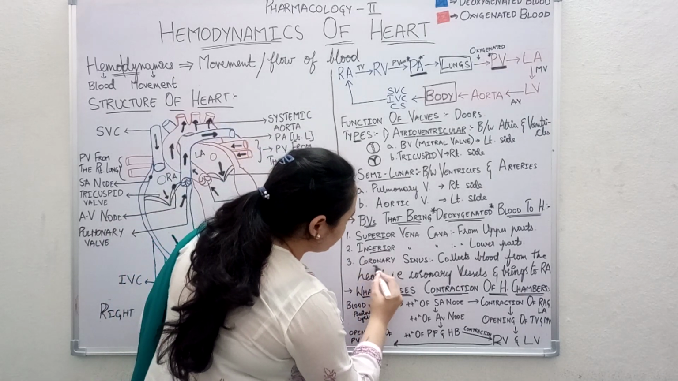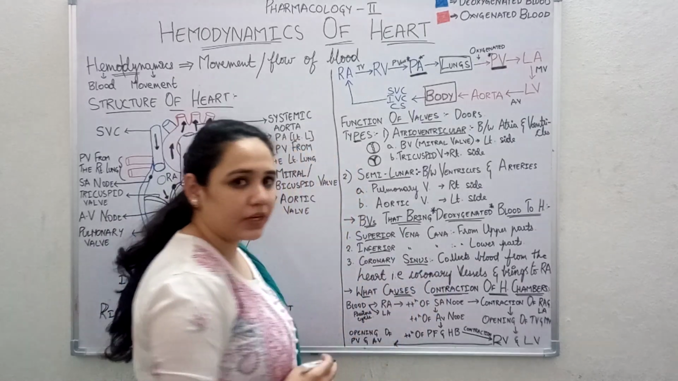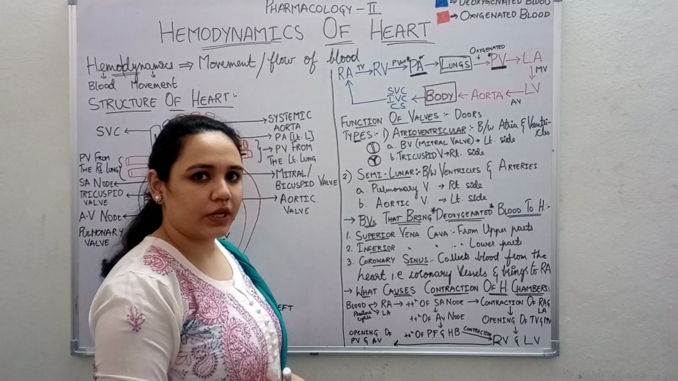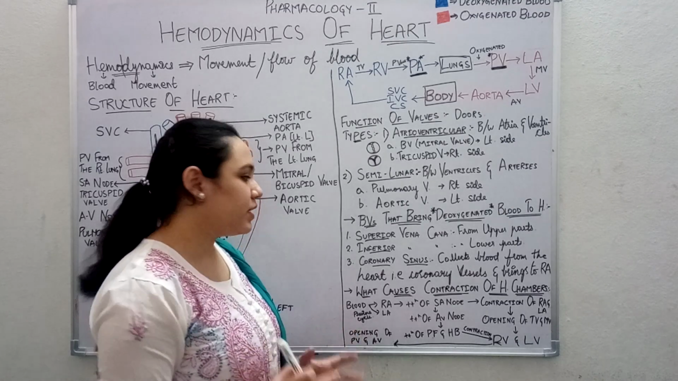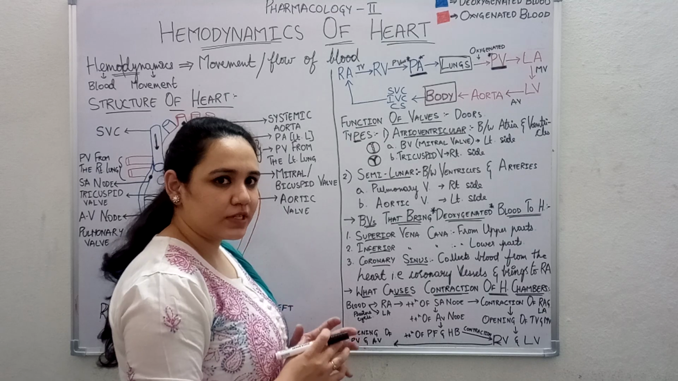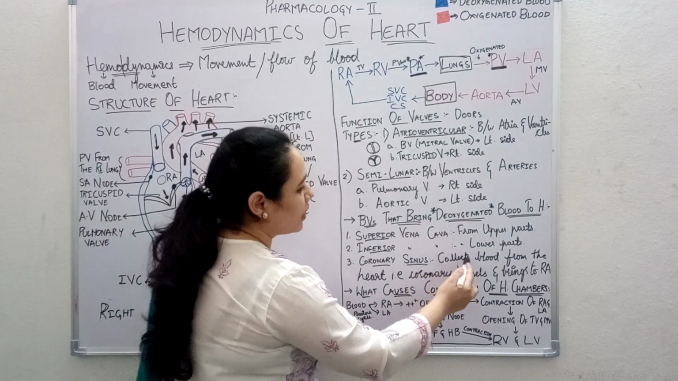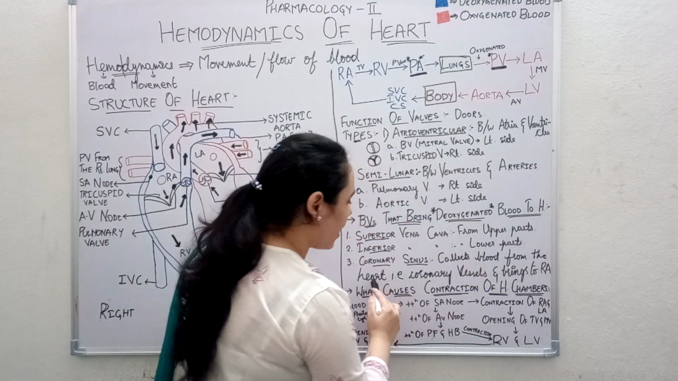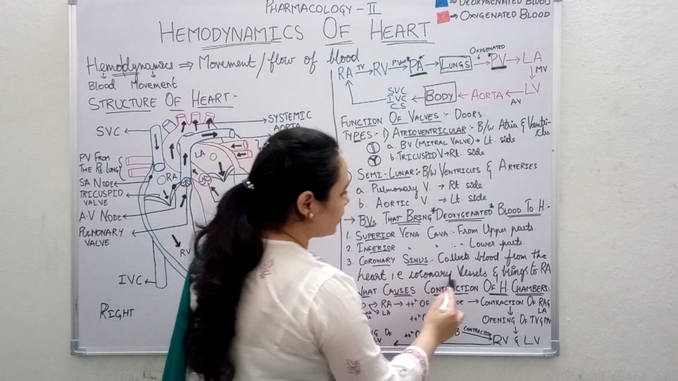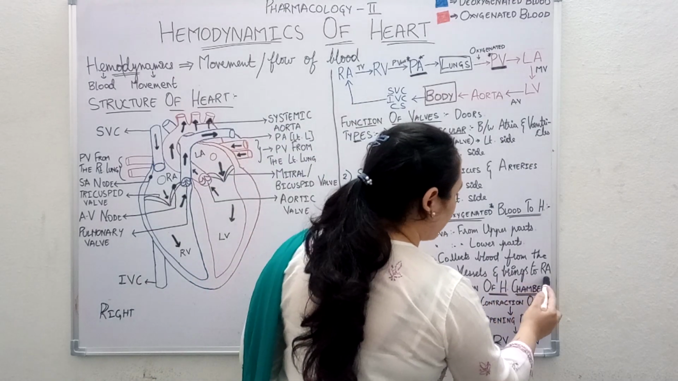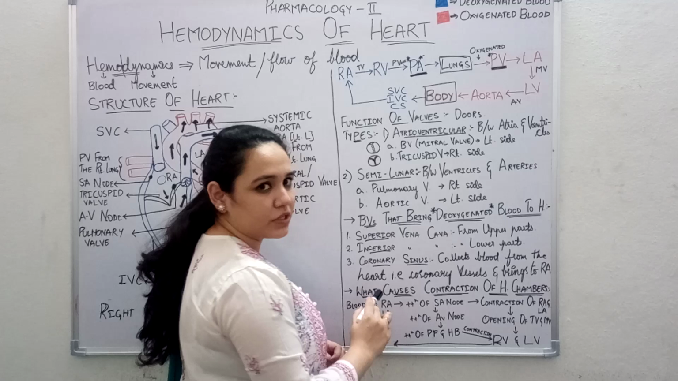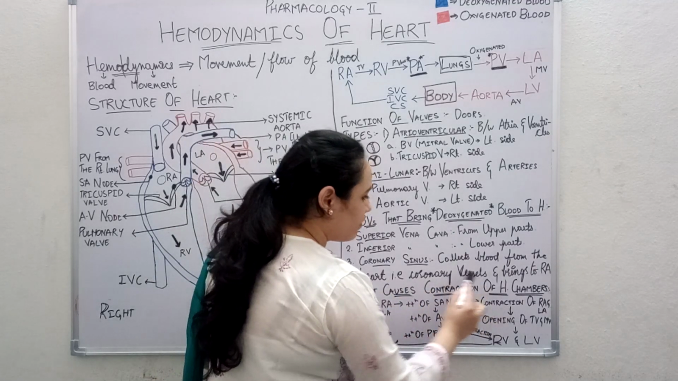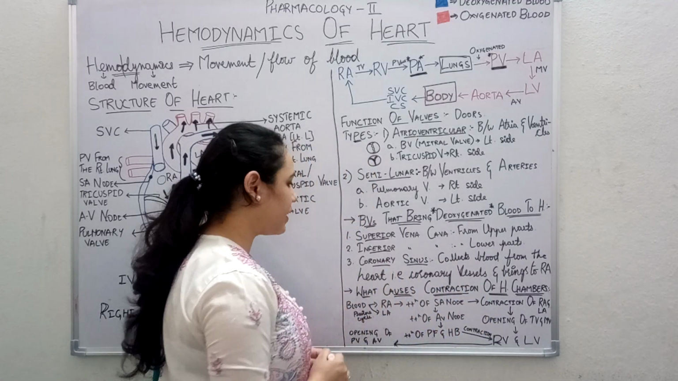Apart from that, we also see a coronary sinus. What is this coronary sinus? This coronary sinus is a collection of vessels that comes together and collects blood from the heart, that is from the coronary vessels, and brings it to the right atrium. So this collects the deoxygenated blood from the coronary vessels and brings to the right atrium.